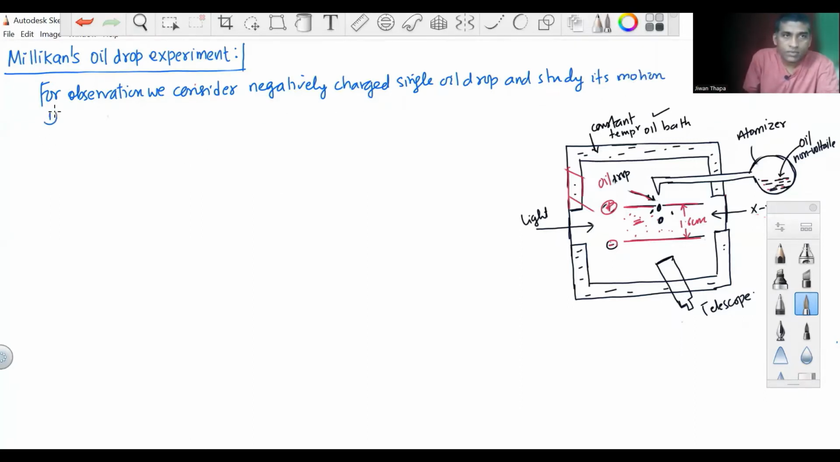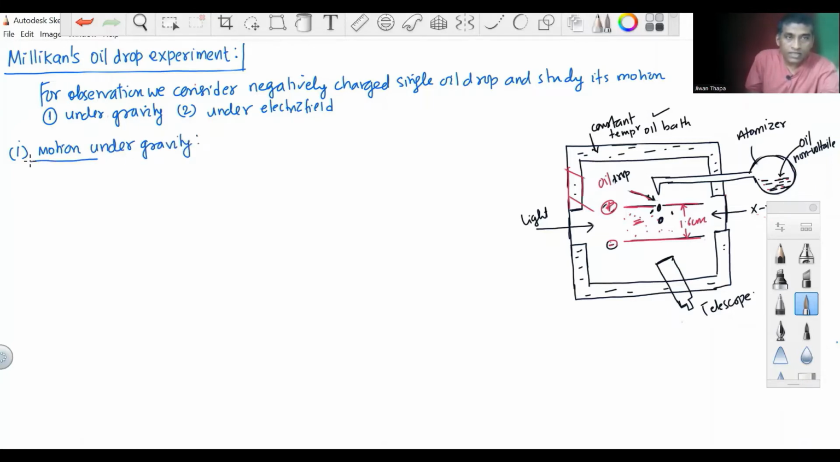one, under gravity alone, second, under electric field. Consider or discuss motion under gravity, that is, there is no electric field. Clear? So there is no electric field.